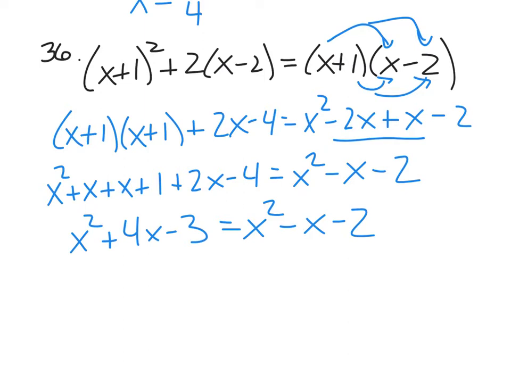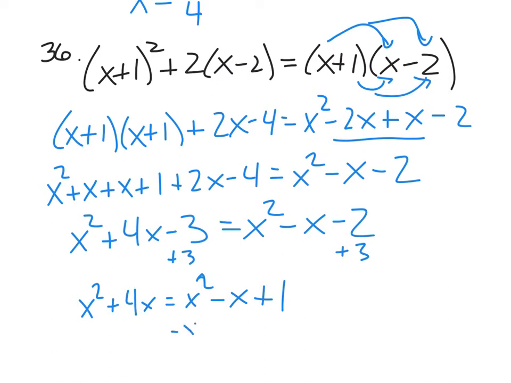All right, so now what? You've got to get x by itself. So how are we going to do that? Add 3. Okay, so we're going to add 3 over. So then we got x squared plus 4x equals x squared minus x plus 1. Minus x squared.